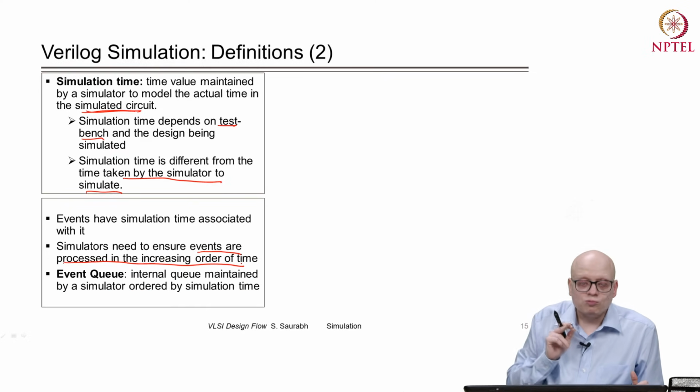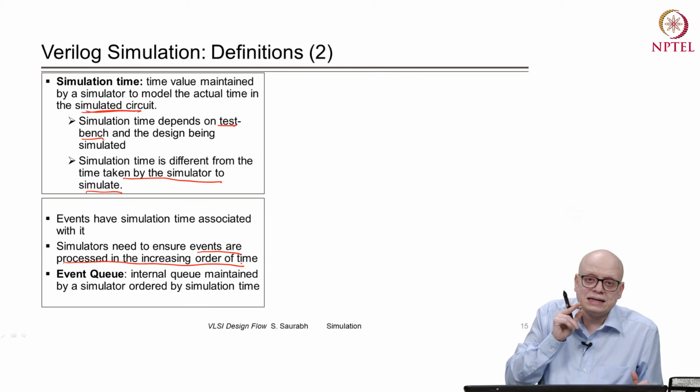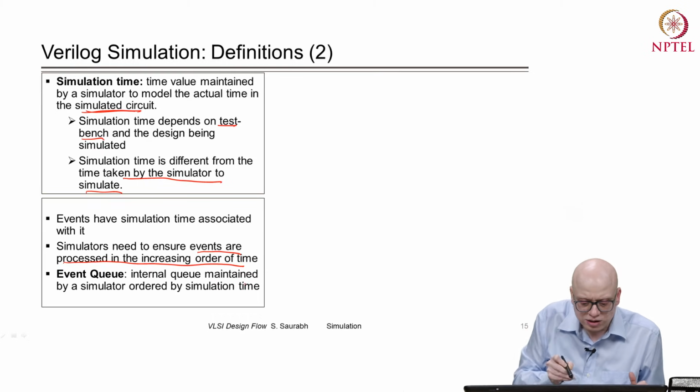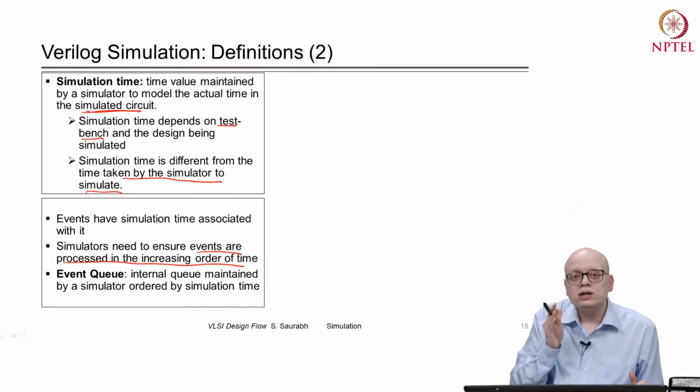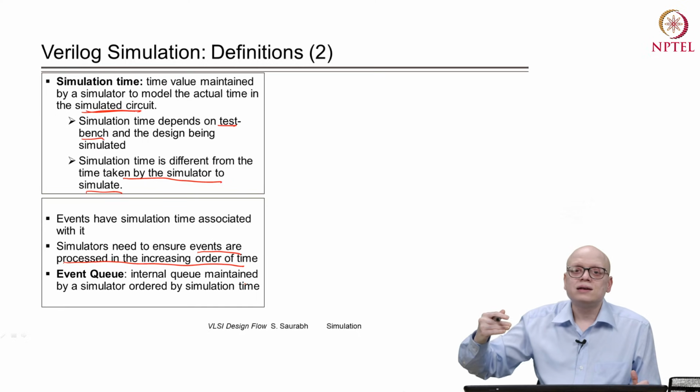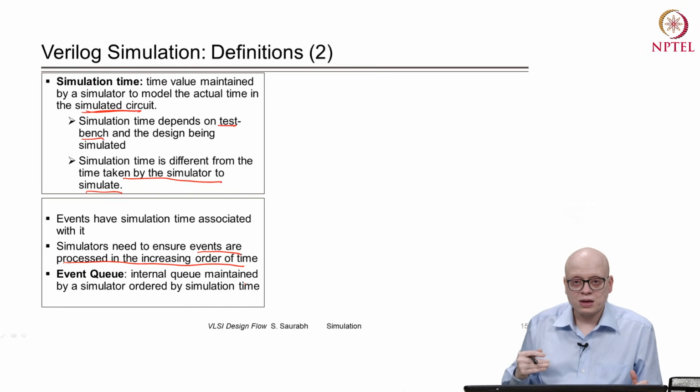To do this, the simulators keep an event queue. And what is an event queue? It is an internal queue maintained by the simulator, ordered by simulation time, so that the processing can happen easily in increasing order of simulation time. Now, tools can keep various kinds of data structures for maintaining the event queue, for example, a priority queue or other kinds of sophisticated data structures.